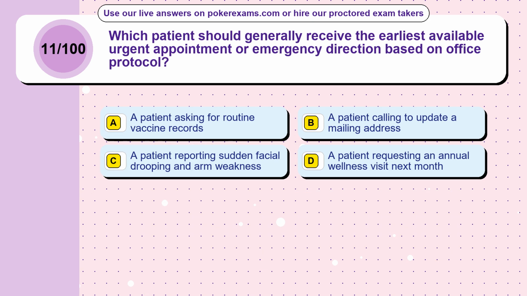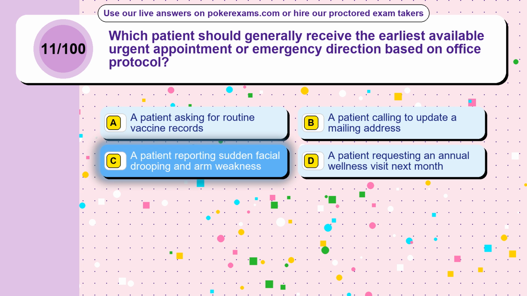Question 11. Which patient should generally receive the earliest available urgent appointment or emergency direction based on office protocol? Option A. A patient asking for routine vaccine records. Option B. A patient calling to update a mailing address. Option C. A patient reporting sudden facial drooping and arm weakness. Option D. A patient requesting an annual wellness visit next month.